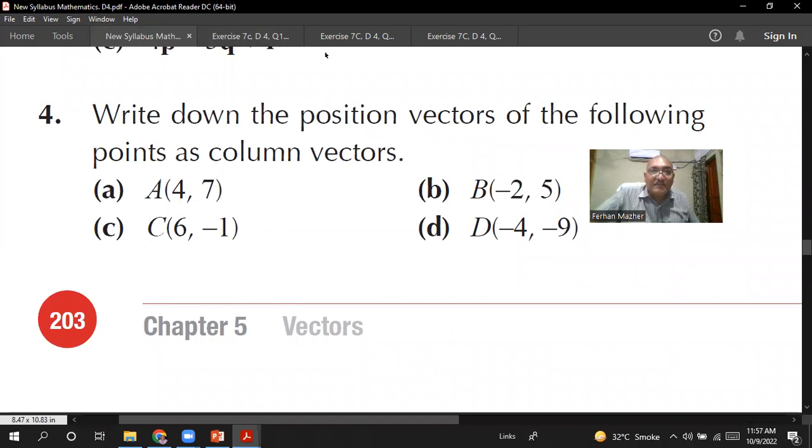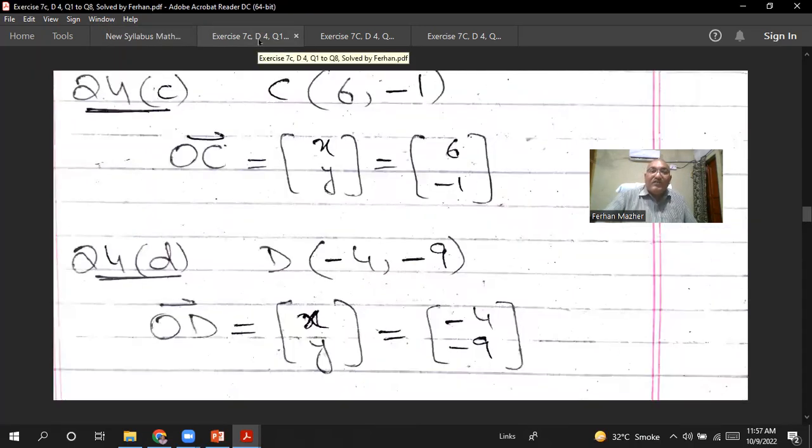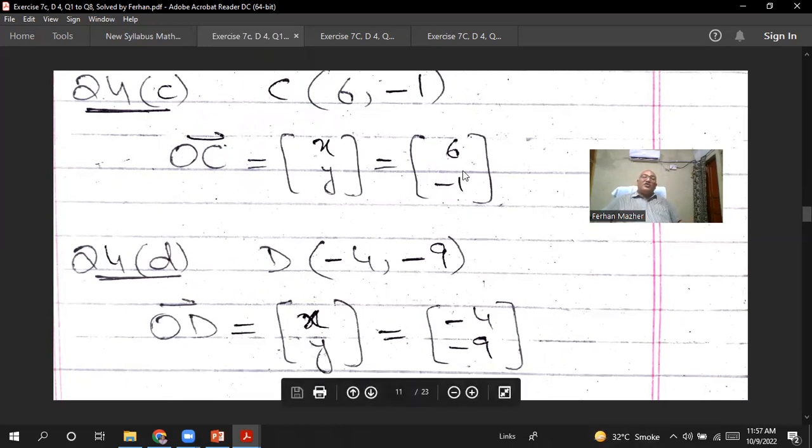Then we have C and the D part. Okay, so see in the C part, the coordinates are 6, minus 1. So those are the coordinates of the point C. The position vector of the point C will be OC, and that will be X, Y in the column vector. The X coordinate is 6 and the Y coordinate is minus 1. So this, 6 and minus 1, okay?